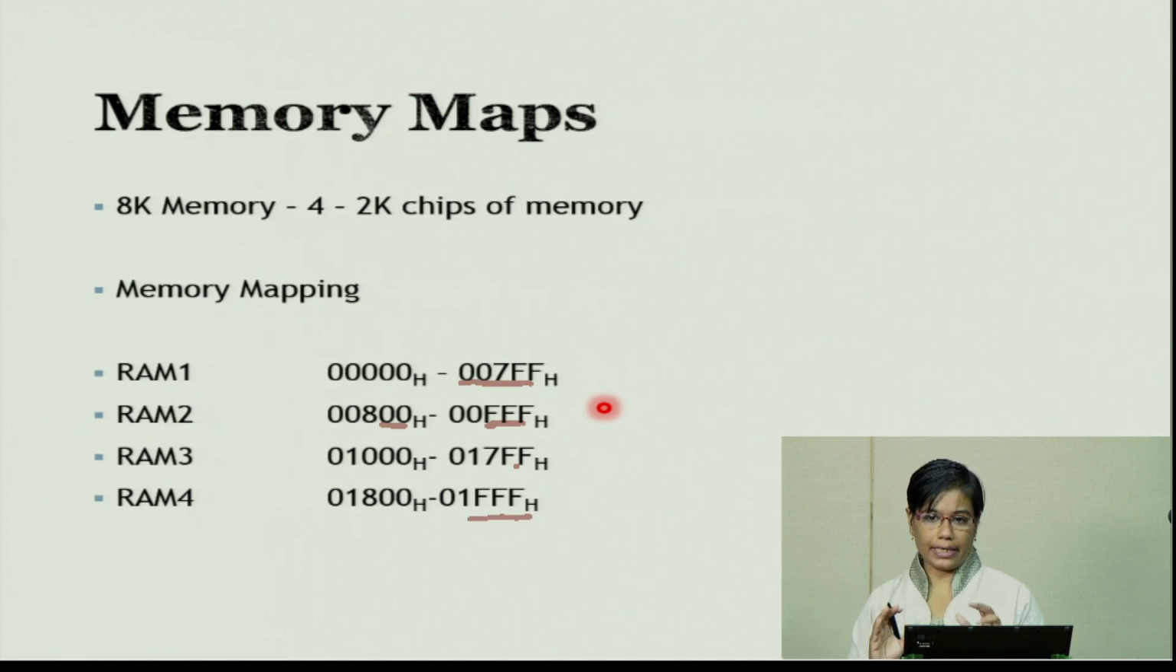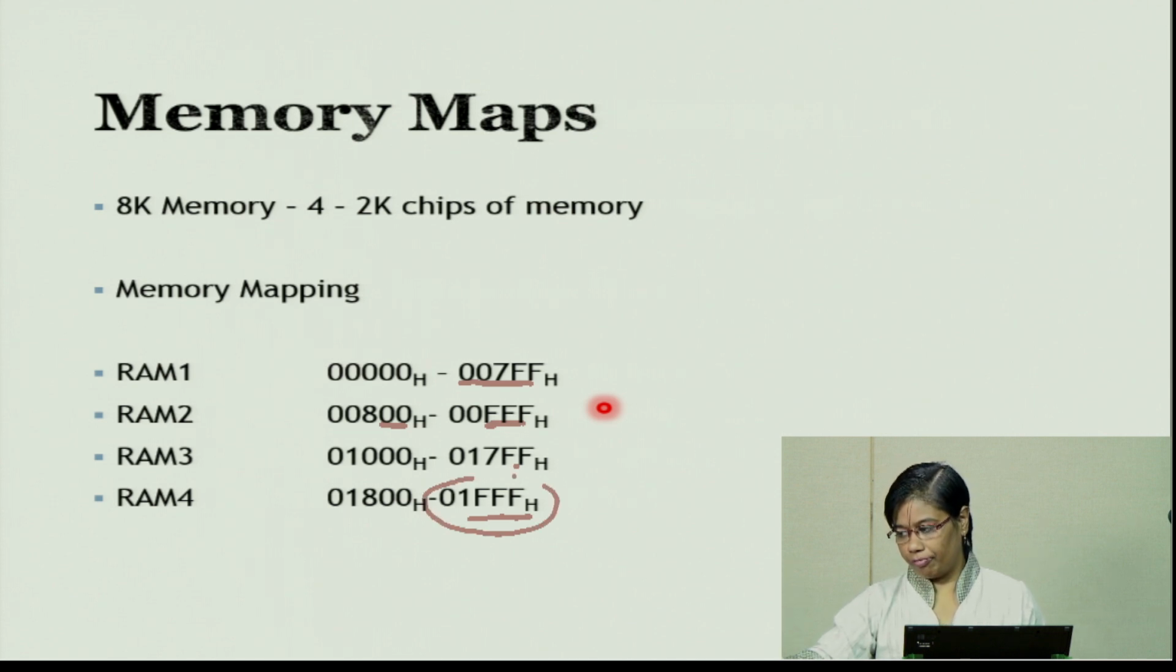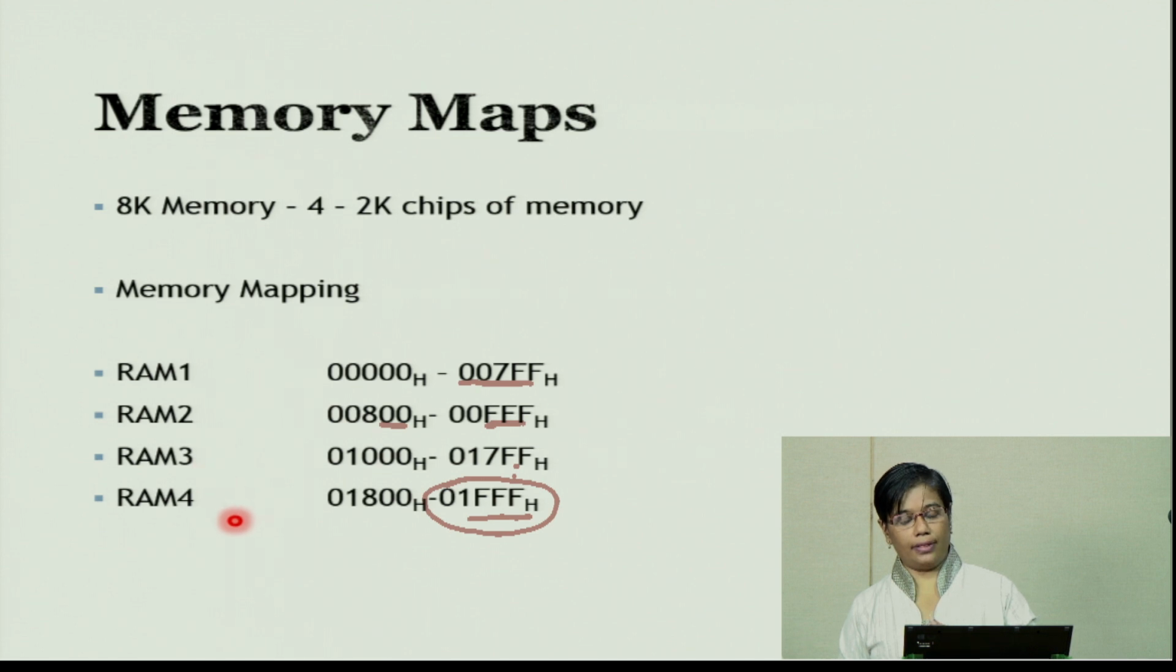So we have 8K of memory starting from address all zeros to address 01FFF. This 8K of memory is divided between 4 chips. The first 2K of addresses is given to RAM1, the second 2K to RAM2, the next 2K to RAM3, and the last 2K block to RAM4.